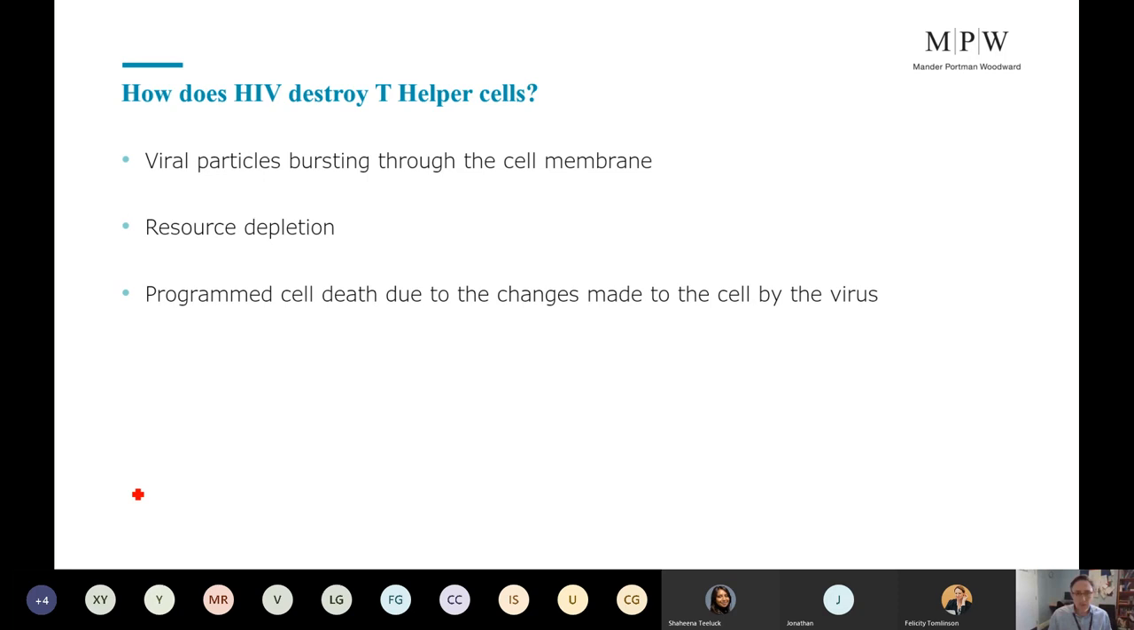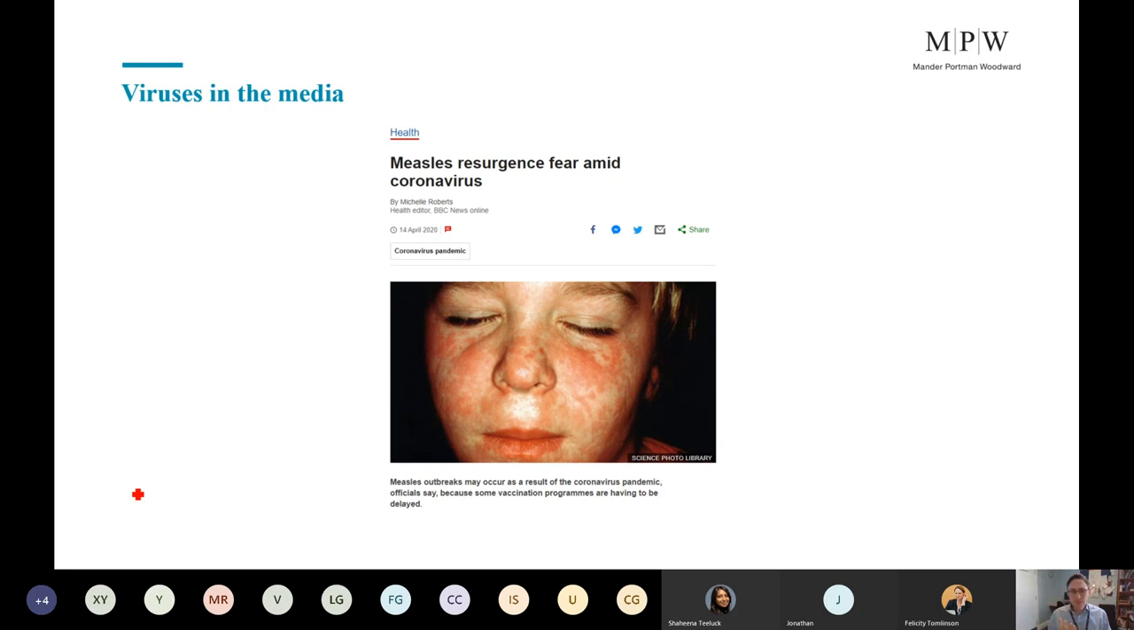So just to finish off then, I just want us to think about viruses in the news and in the media. And we will mention COVID-19 very briefly at the end, but it's in the media enough at the moment. There are vast numbers of viruses out there that cause diseases that you will know about. Measles I've mentioned here. Measles is something that is routinely vaccinated against. But in the Western world, we've seen uptake of measles vaccines decreasing over the past 10 to 20 years.